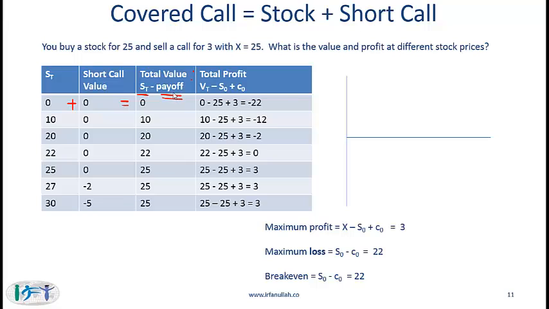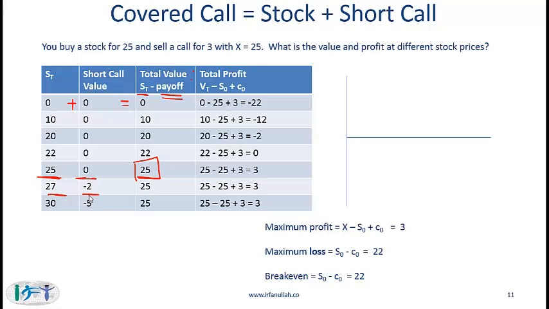This is the payoff on the short call, in the sense that this is 0 minus 0, so that is 0. Hopefully these other numbers make sense. If the stock is all the way up to 25, we have no payoff. So the total value is simply the value of the stock. If the stock is 27, then the payoff is -2 because the stock is in the money.